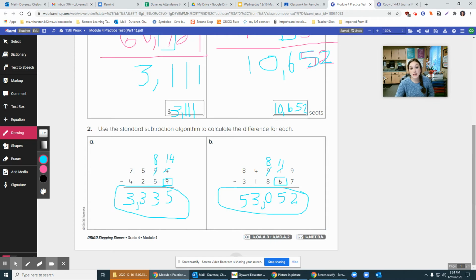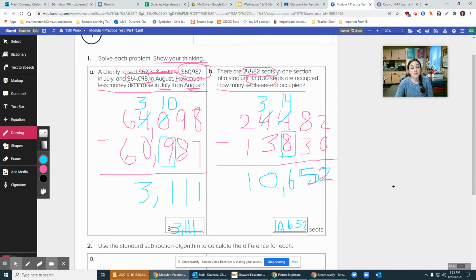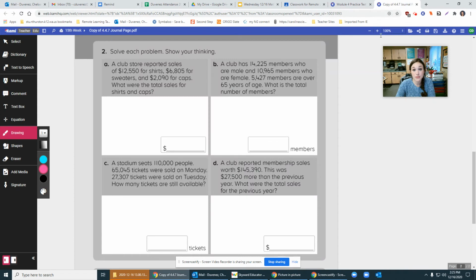All right, so that is your, or similar to your test you're going to take tomorrow. This was a pre-test that we're going to use as a practice test for the Module 4 Part 1, subtraction. Another thing I noticed students struggled with were these 2 word problems from your math assignment yesterday. So a club has 14,225 members who are male and 10,965 members who are female. 5,427 members are over 65 years of age. What is the total number of members?